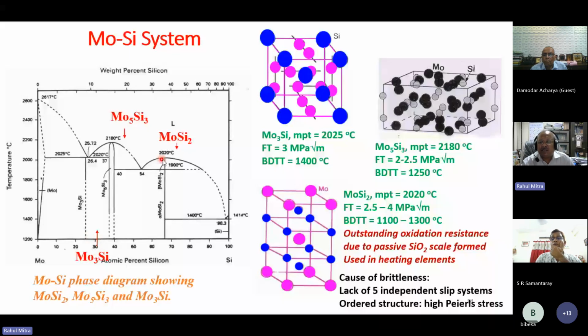You can see the crystal structures are quite complex. The melting points are very high, but their fracture toughness is very low, between 2 to 3 MPa root meter or 2 to 4 MPa root meter. And the brittle to ductile transition temperatures are also very high. And they don't have 5 independent slip systems, which you all metallurgists know is essential for a polycrystalline material to be ductile. And they have ordered structure, and as a result, the Peierls stress is also very high.